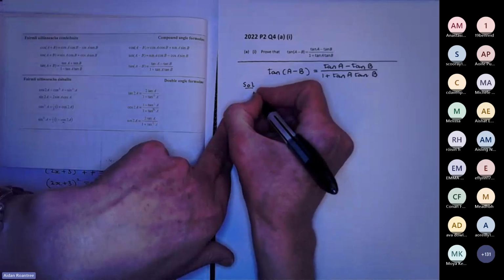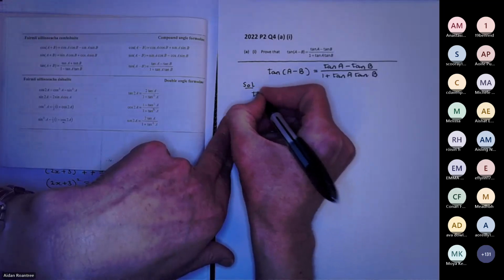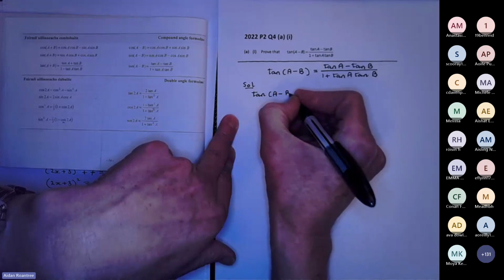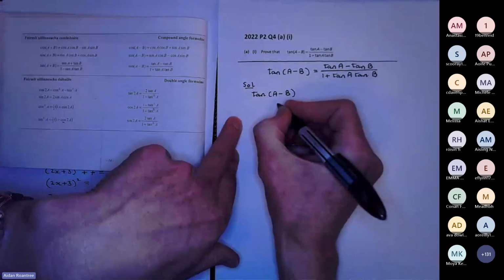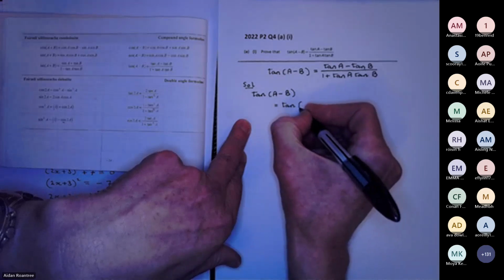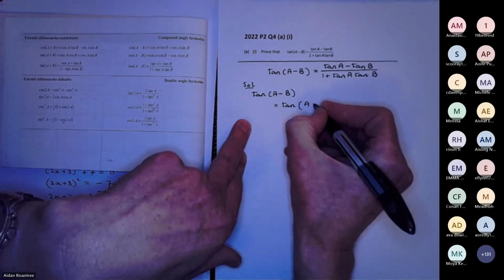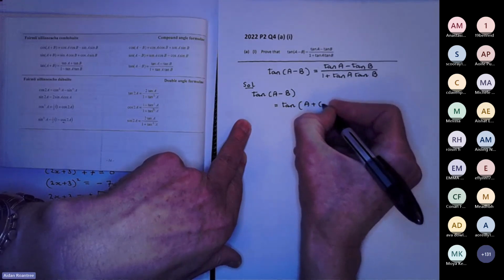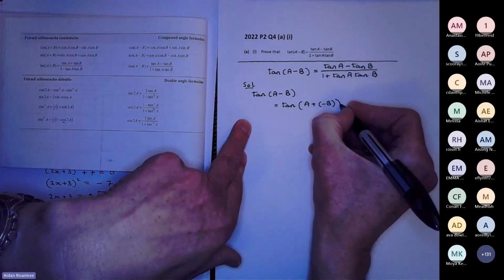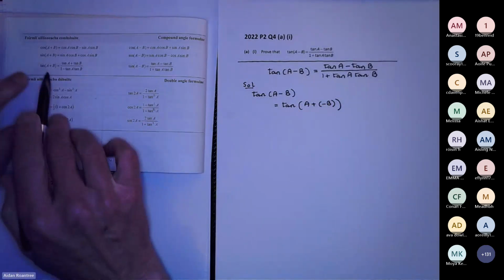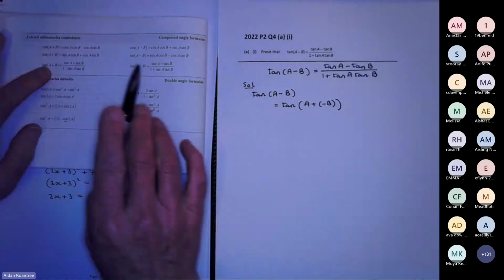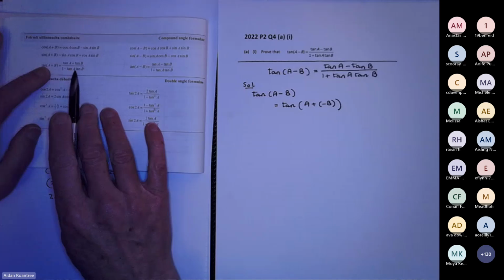I'm going to say tan of A minus B. This is the left-hand side. That's where I'm starting from. That's equal to tan of A plus minus B. Now, we are allowed to use this one because it's in the maths tables and we're not being asked to prove it. This is the one we're being asked to prove, this one here.